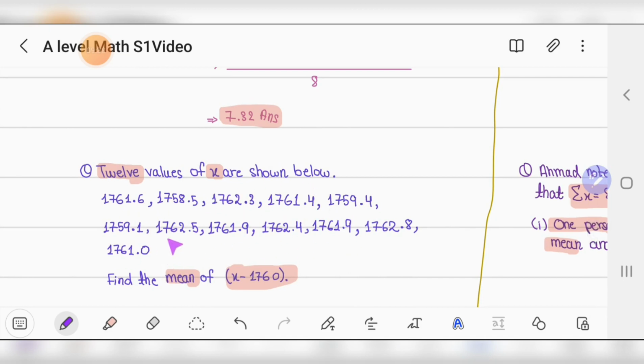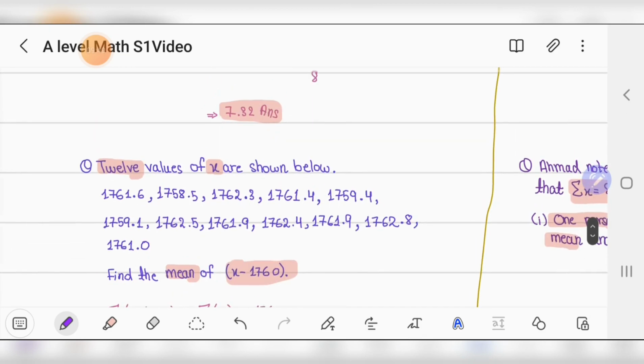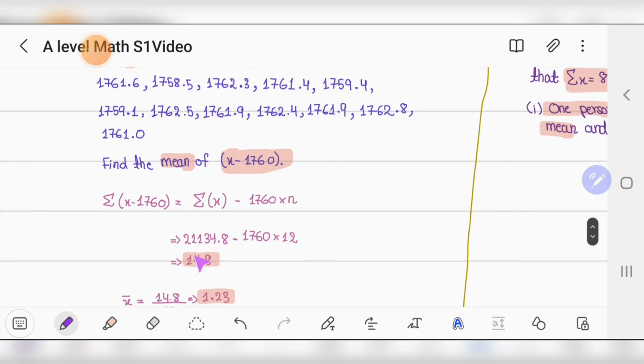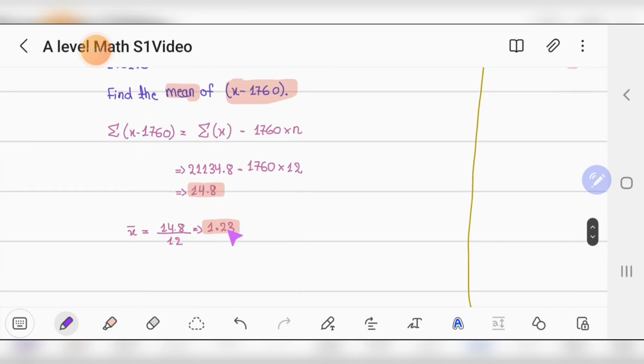Another question: 12 values of x are shown below. So these are the values, and find the mean of this. Okay, first of all, it's saying find the mean of this. So this is coding, and we need to find the value of this, and then we're going to just divide by 12, and you get the mean of this. So summing all of it, and minus 76 multiplied by 12, and you got this. Then you're just going to take it and divide by 12 to get the mean of this.